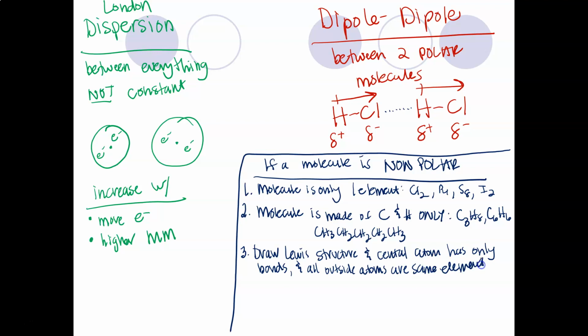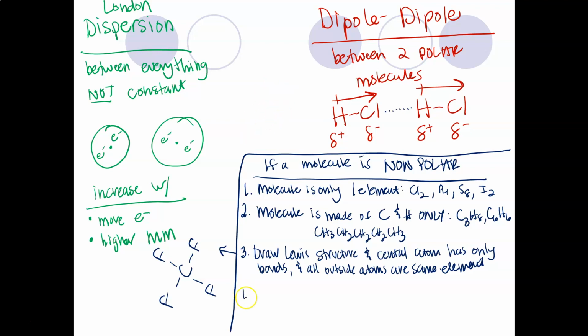I'm going to put my example over here on the side. So carbon's in the center. It only has bonds around it. There's only lines around it. And all the outside atoms are the same element. That's automatically non-polar. I don't care how many bonds it has. If it has all bonds, all of them the same outside atoms, it's automatically nonpolar.